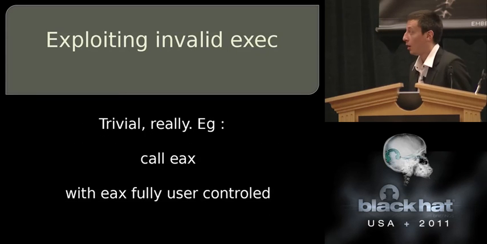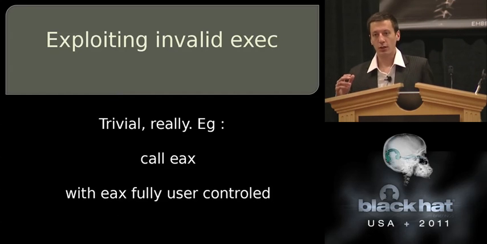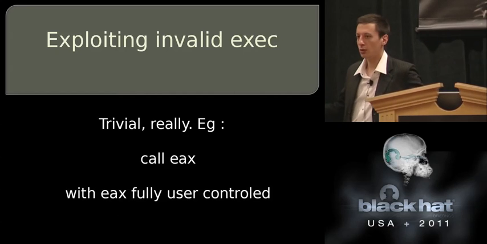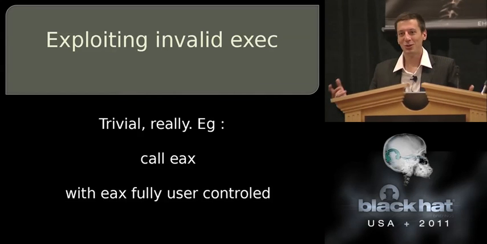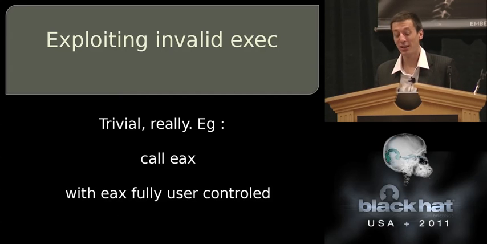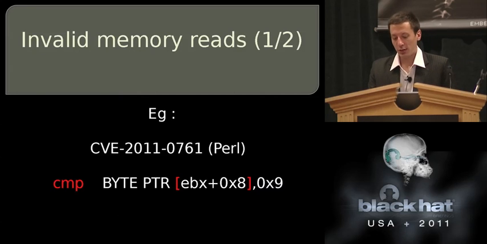Okay, more basic stuff. How do you exploit? If your application dies on call EAX and you control EAX, it's not too tough, right? You have EAX point to your shellcode, and you get arbitrary code execution. Now, if it's an invalid read, what do you guys think? How do you exploit an invalid read?